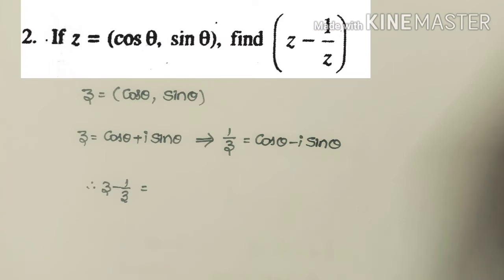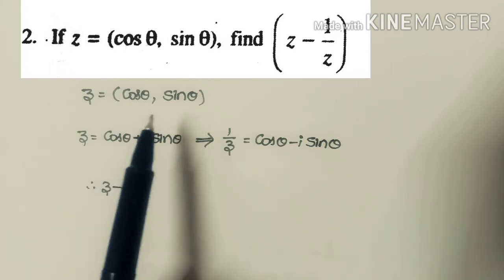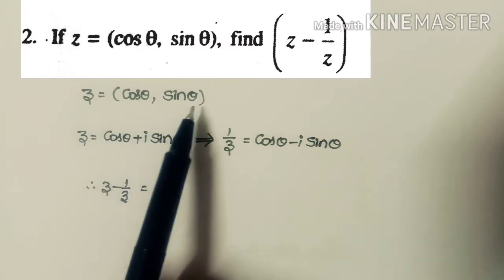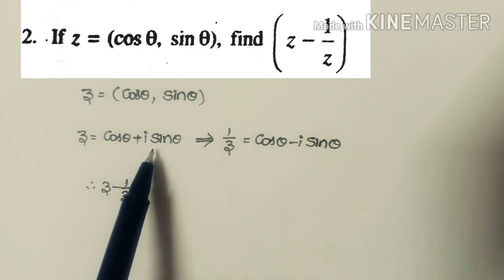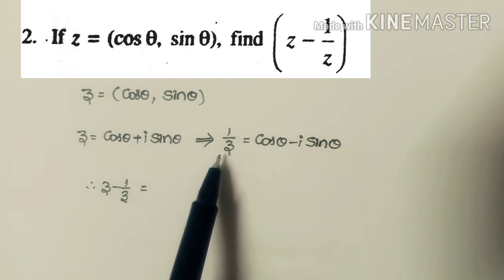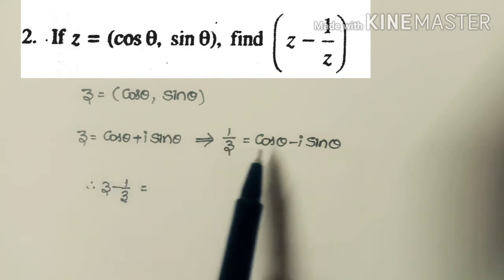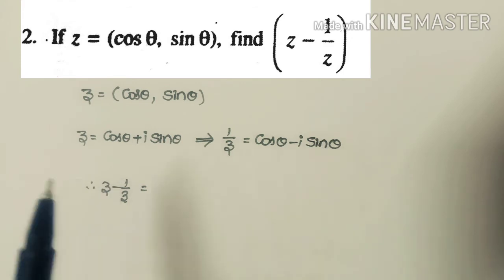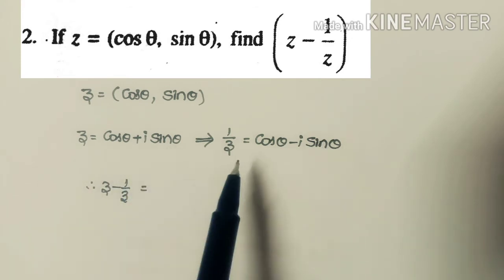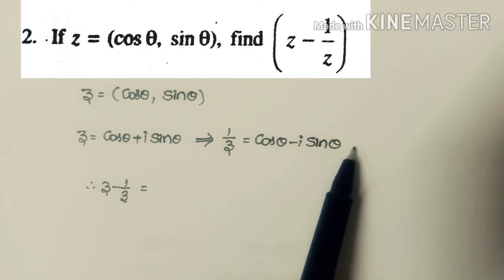If z is equals to cos theta comma sin theta, then find z minus 1 by z. Given that z is equals to cos theta plus i sin theta, then what is the 1 by z value? 1 by z is equals to cos theta minus i sin theta. Now we can directly take this value. This is the formula: if z is equal to cos theta plus i sin theta, then 1 by z is equal to cos theta minus i sin theta.